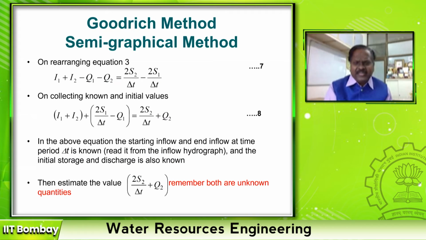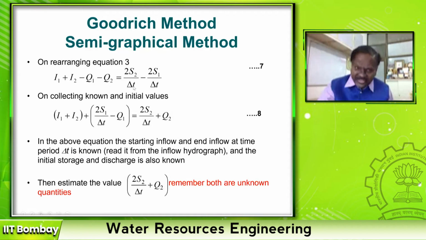These methods are classified by how you are keeping this delta T. See, for example, in this Goodrich method, inflow is a unit of discharge. Discharge Q is also a unit of discharge. S or storage, that is volume. When I am dividing it by time, that means it becomes a unit of discharge. So here I am balancing the discharge.